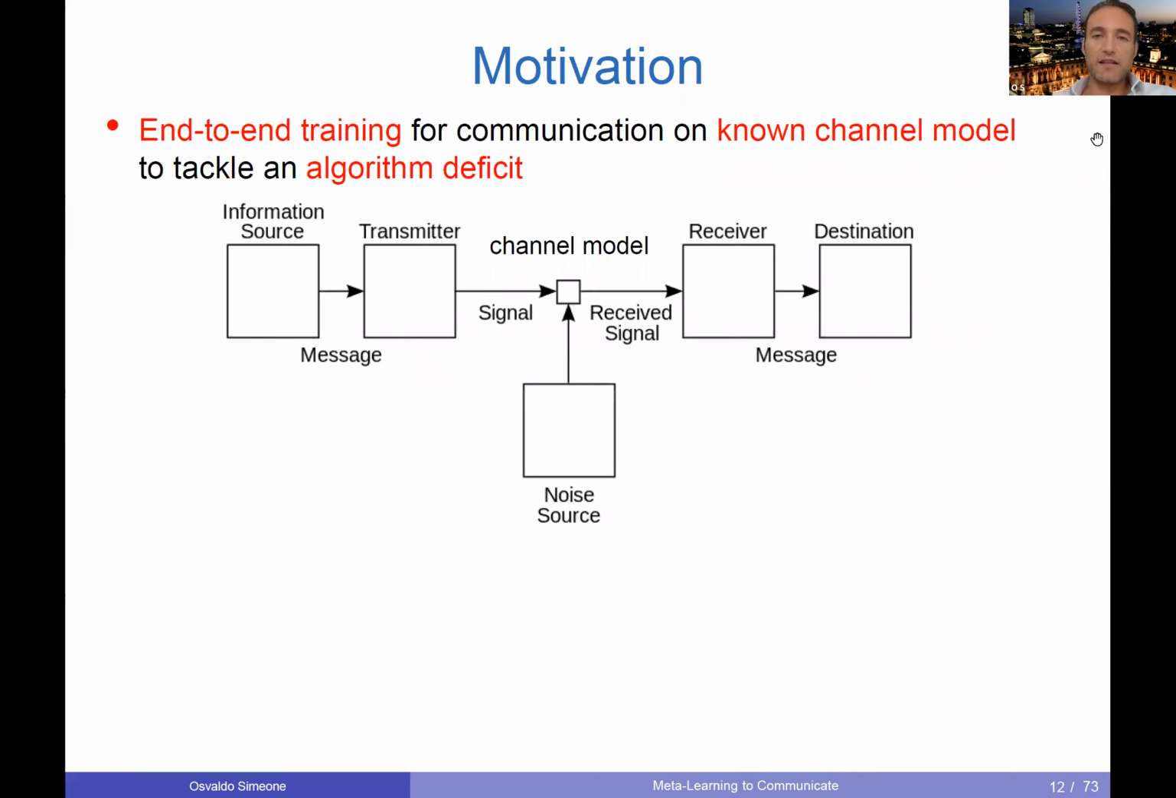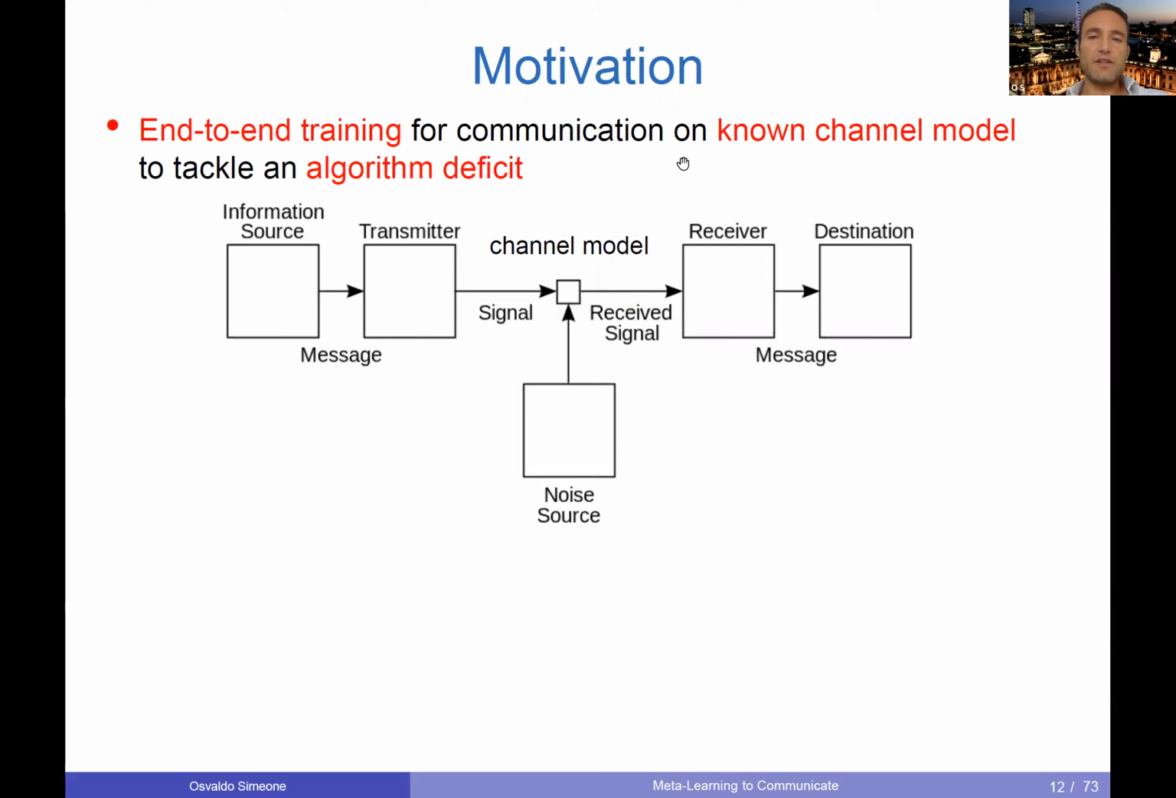So the second example that I like to use to illustrate the second type of scenarios in which machine learning makes sense is when we have an algorithm deficit. Okay, so to illustrate it, consider now the problem of training end-to-end a transmitter and a receiver. Now we have a good channel model that we trust, so we can generate as many samples as we like. We can simulate the channel. So we don't have a sample complexity issue any longer. We can just generate samples at will.